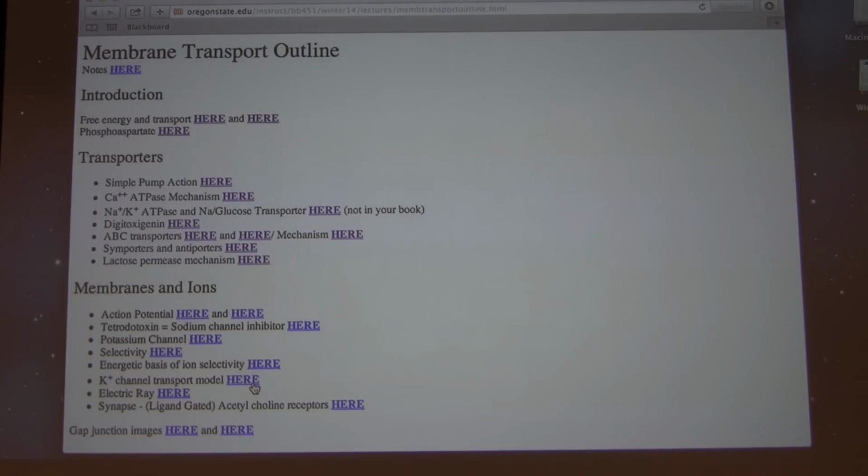Digitoxigenin is found in foxglove. That's where it's found. That's correct. Okay? Very good.